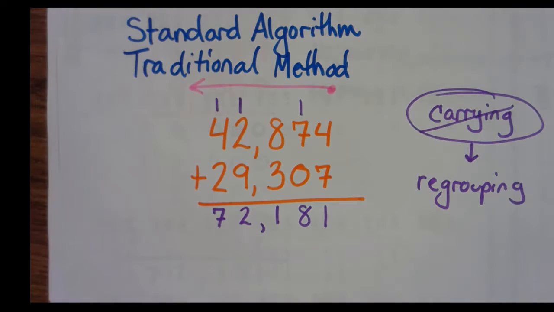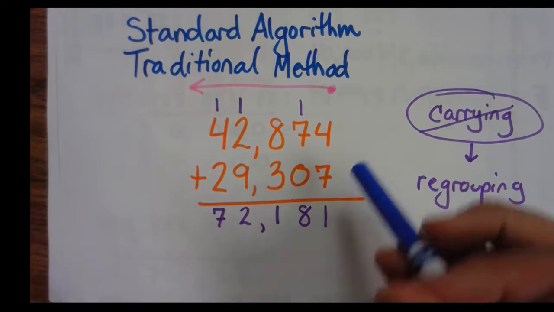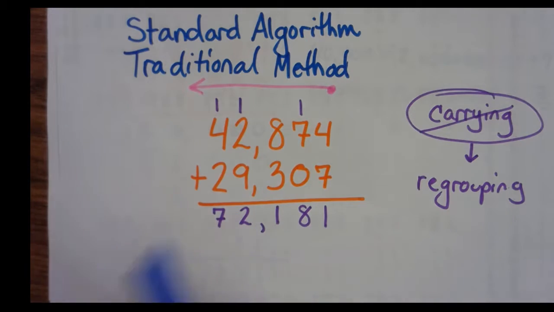So the question is, which do I prefer? Which do I recommend? And it's kind of a tough call. Standard algorithm is obviously a faster strategy, but it doesn't really teach kids the concept of why that works.